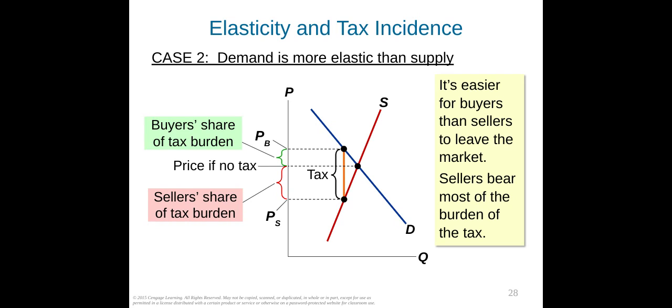So it's much easier for the buyers than the sellers to leave the market. So it's not going to hurt the buyers as much. So again, moral of the story is whoever has the more inelastic curve, meaning the supplier or the demander, when it's inelastic, they have the burden.